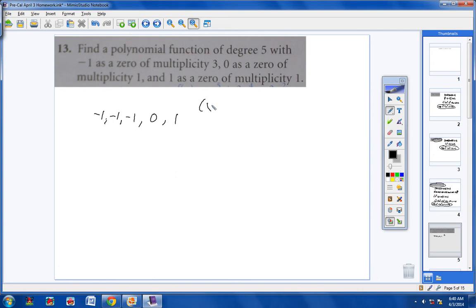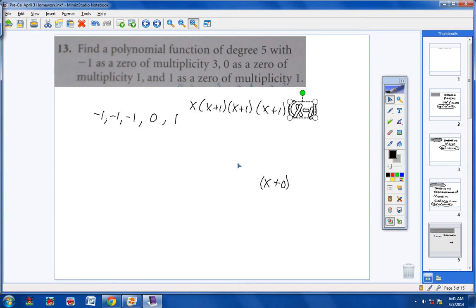So my parentheses would be x plus 1, x plus 1, x plus 1, x. Now you can put plus or minus 0, that really doesn't matter. And then x minus 1. Now x plus 0 is just x. So what I'm going to do is I'm going to take this out. And x plus 0 is just x. I'm just going to put an x here at the beginning and not worry about this group. I think that'll be easier.